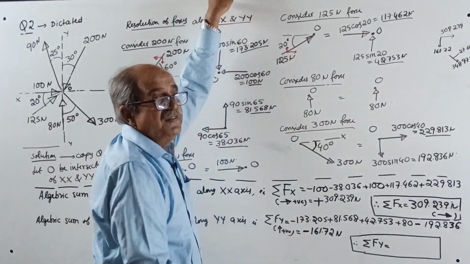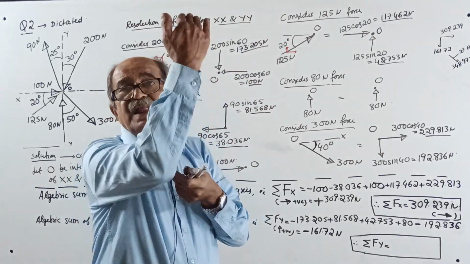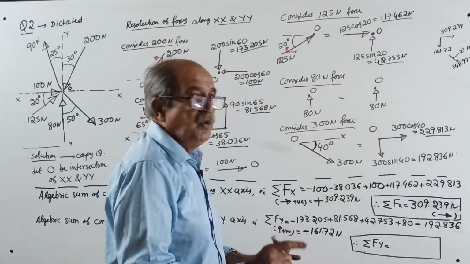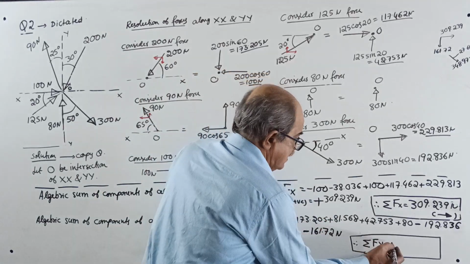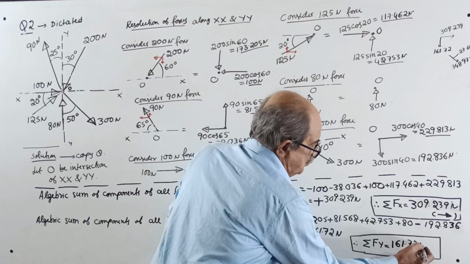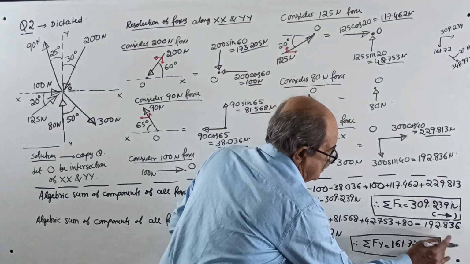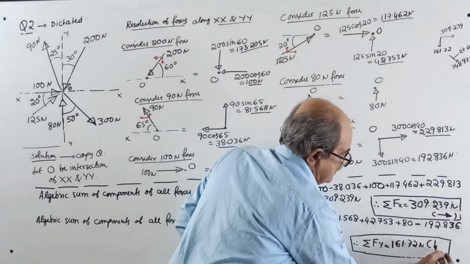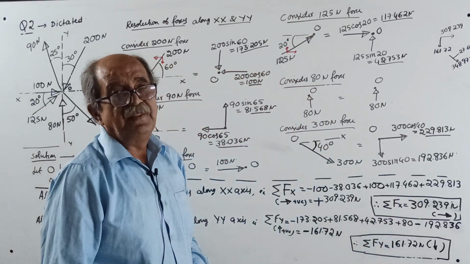When we found the net force in the vertically upward direction, a negative sign came. Don't write negative now, only the answer. No sign, 161.72 Newton down. A little more space, okay. Down. Okay.